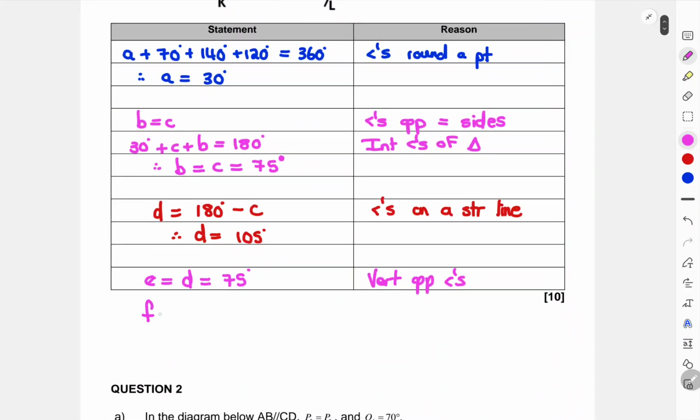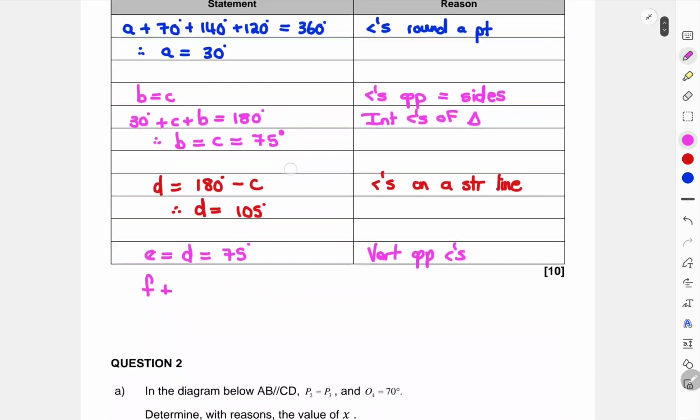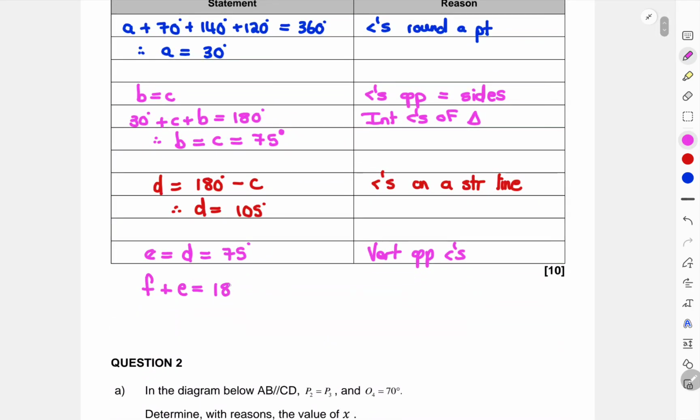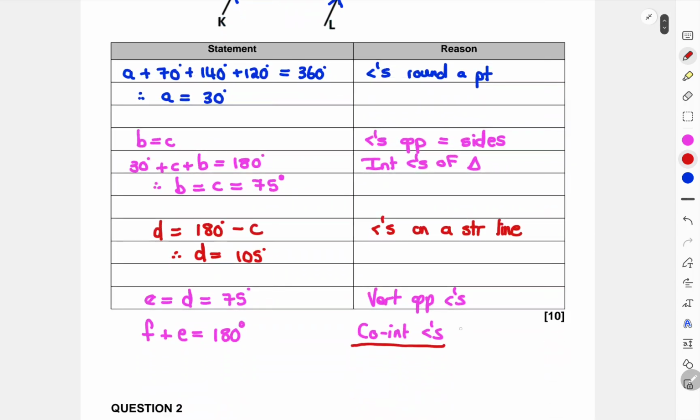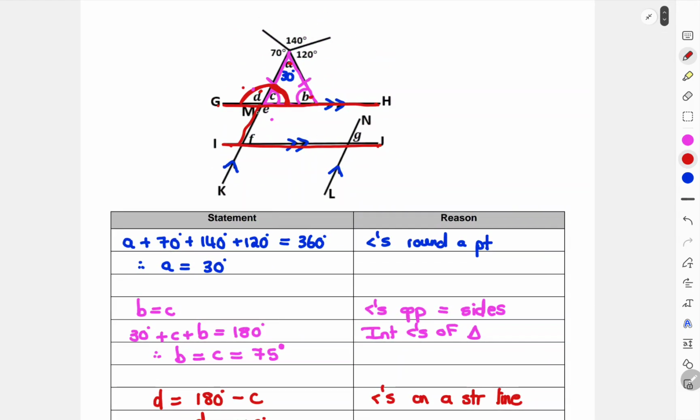Sorry, I've run out of space here, but F plus E gives you 180 because of co-interior angles. And very, very important, you can't just use co-interior angles. You have to tell me which two lines are forming your co-interior angles. And can you see that GH is parallel to IJ? So thus, F is equal to 105 degrees. Again, you could have gotten that F is equal to C. Let me just clean up here a bit so that you can see clearly.